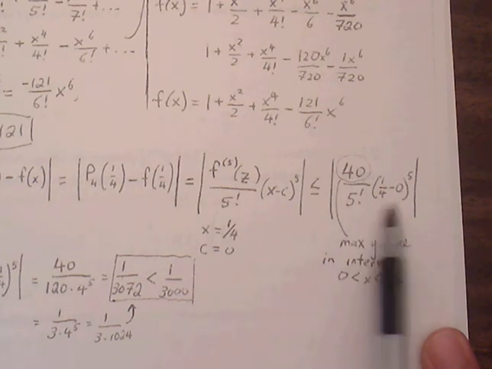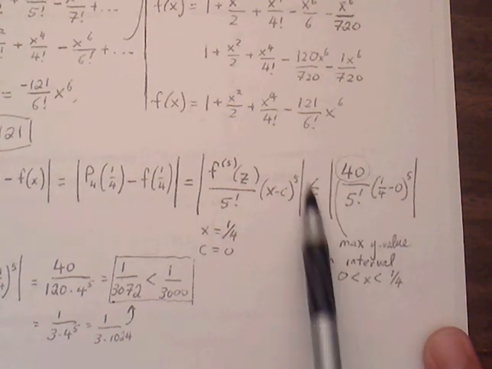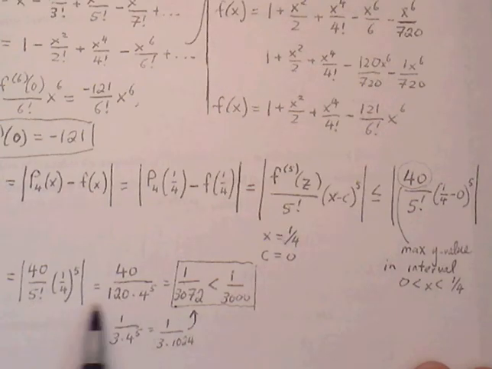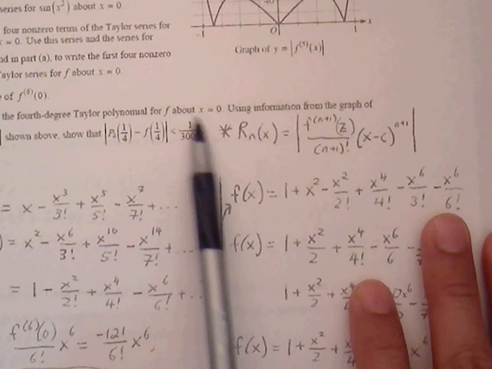So now we know that our error, or remainder, cannot be any greater than this expression. So 40 over 5 factorial, which is 120. 120 is 5 factorial. 1/4 to the 5th power is 1024. So if we clean this up, we're going to get 1 over 3072. And 1 over 3072, we can safely say is less than 1 over 3000, which is what they're asking us to show and prove.